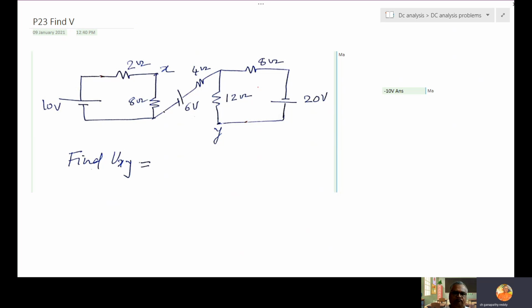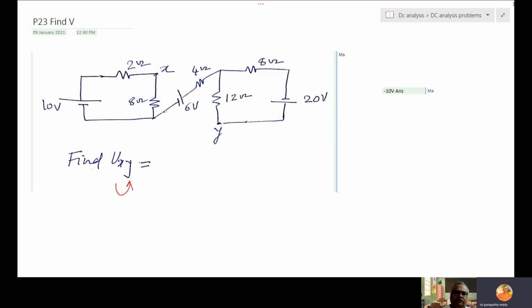Find Vxy. X is here, Y is here. To find Vxy, you can't take Vx minus Vy in this problem. That is the specialty. The reason is, when I say Vx, it is the voltage at X with respect to ground. So here ground is not mentioned. Where is the ground? Not given. So when we don't know the ground, node voltage is not possible. Therefore, what is the best option to find Vxy? Start at X, go to Y, following KVL sign convention.